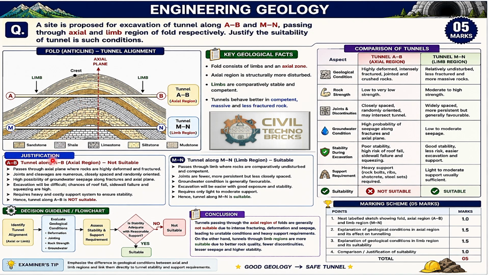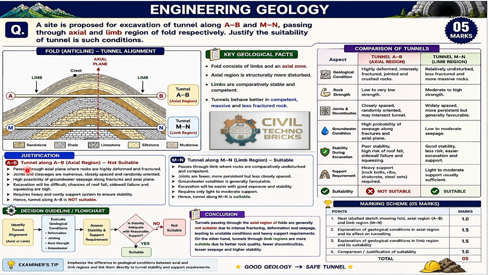So your answer must justify tunnel AB, which is the axial region, and tunnel MN, the limb region. So here we have to justify the suitability of AB or MN. The MN limb region is suitable because it passes through the limb, where rocks are comparatively undisturbed and competent, meaning hard rock or hard strata is available with reference to MN because it is deeper inside. Joints are fewer, more persistent but less closely spaced, so there will not be a cracky nature or there will be fewer cracks. Groundwater condition is generally favorable, so the excavation will be easier with good exposure and stability.